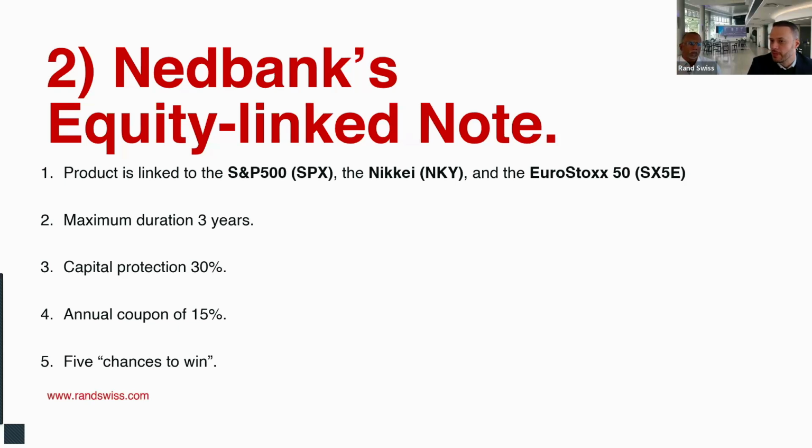That means that you have essentially 5 chances to win. They also delay by 1 year, and they also have semi-annual observations. So the whole thing works exactly the same. Now, for chopping off those 9 extra chances and for dropping the capital protection to 30%, what you're getting is a coupon lift. So they are going to give you 15% in US dollars, as long as the 3 indices are positive.